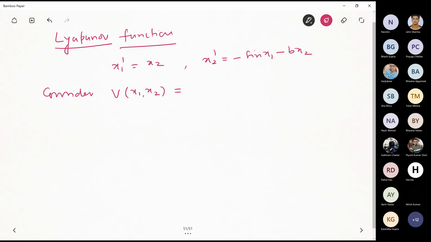We take the function v to be equal to b square by 2 into x1 square plus b x1 x2 plus x2 square, plus 2 into 1 minus cos x1.